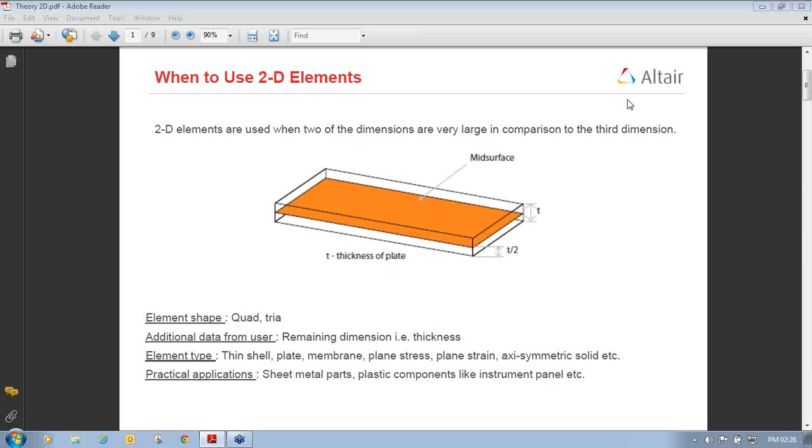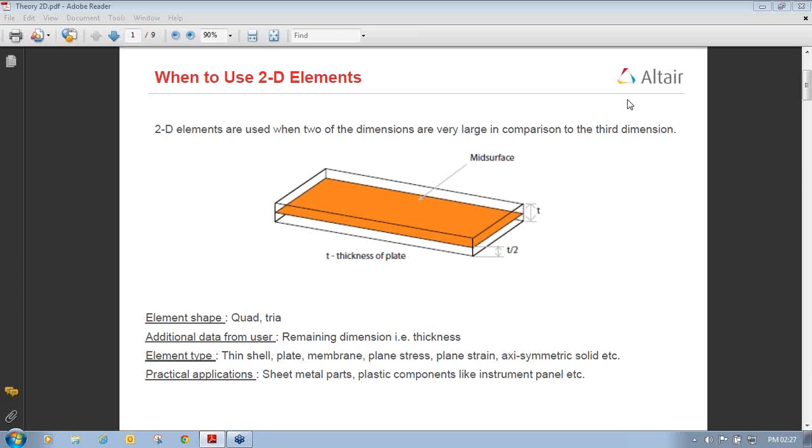2D elements are used when two of the dimensions are very large in comparison to the third dimension. So if you are talking about sheet metal components or plastic components like a dashboard or instrument panels or something like that, we perform 2D meshing. So the 2D elements are used when the thickness of the component is very small as compared to the other two dimensions of the particular component. So in that scenario we use 2D elements.